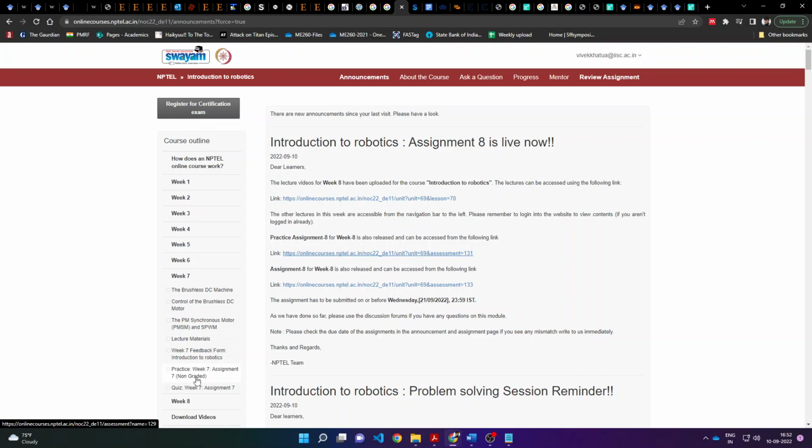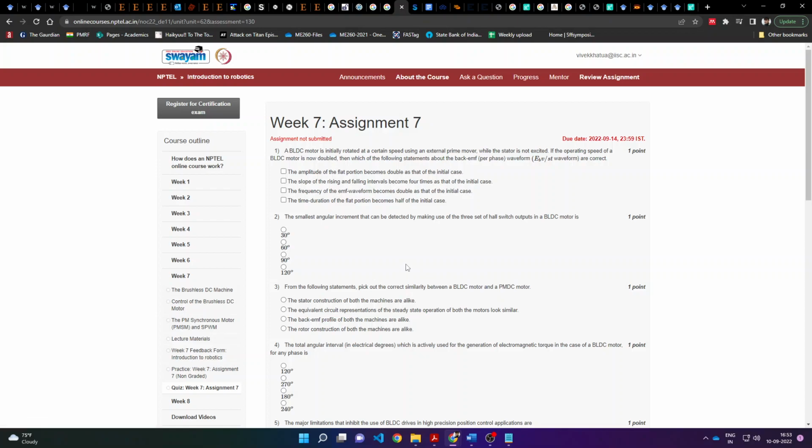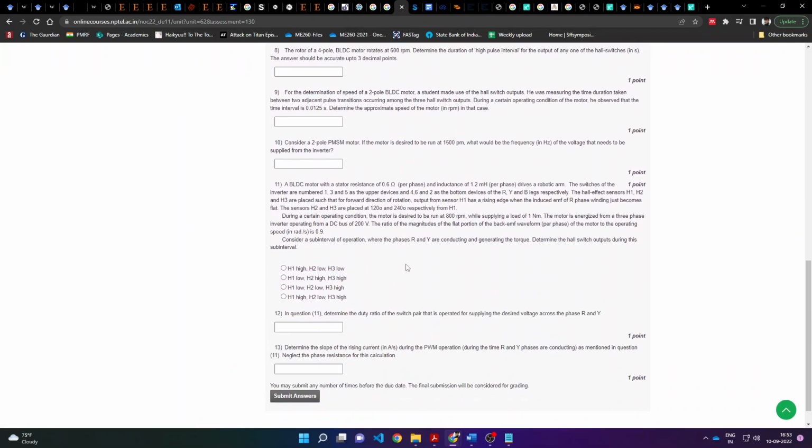Another formula is there, by using just the current maximum and minimum, we are calculating both the ripple current and the average current. The average is I minimum plus I max by 2. And for the ripple current, I max minus I minimum is equal to delta I. That is the ripple, how much it goes.